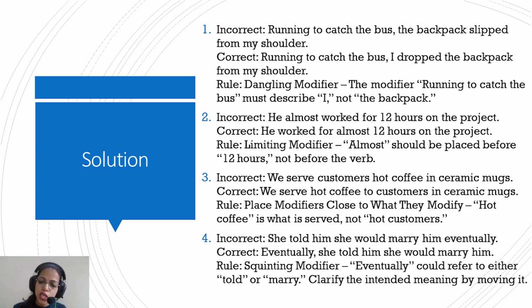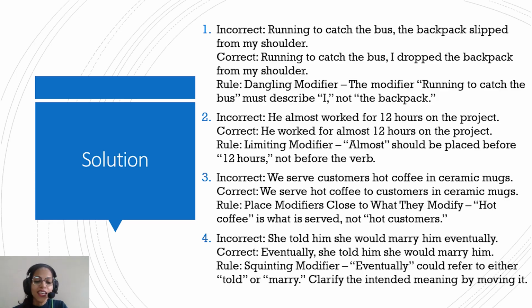"We serve customers hot coffee in ceramic mugs." It's not like customers are dipped in the hot coffee. Correct: "We serve hot coffee to customers in ceramic mugs." So you place the modifier close to what they are modifying. Hot coffee is what is served, and not hot customers.